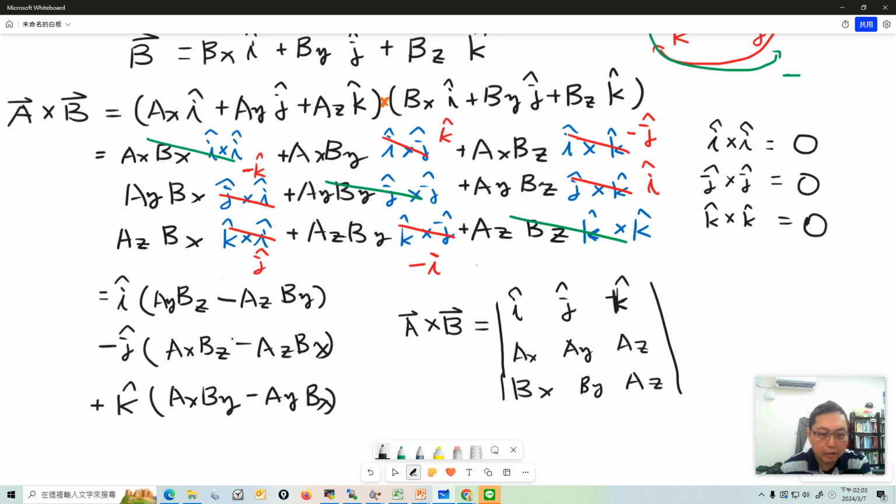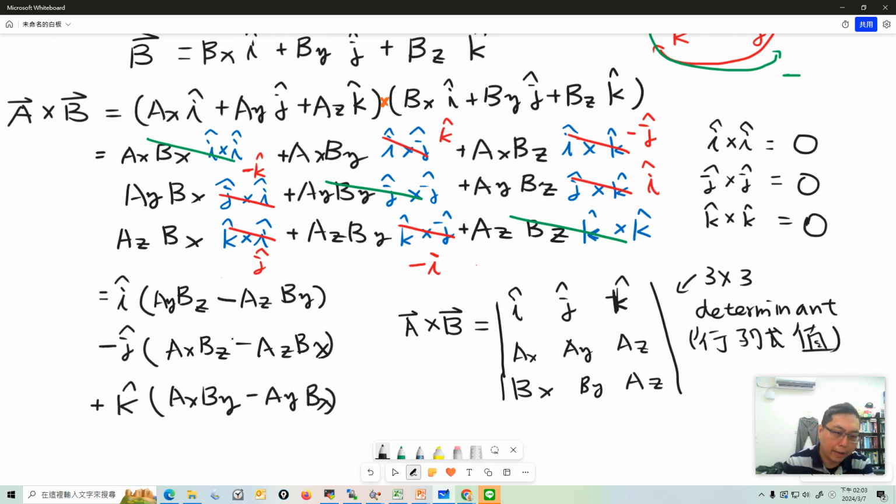Okay, and it's called a 3x3 matrix and determinant. Determinant is called 行列式值 in Chinese, if you want to know. A 3x3 determinant can be expanded using the cofactor expansion, and after that you can get the same result as this. I have this in my PowerPoint, where I have done the cofactor expansion.